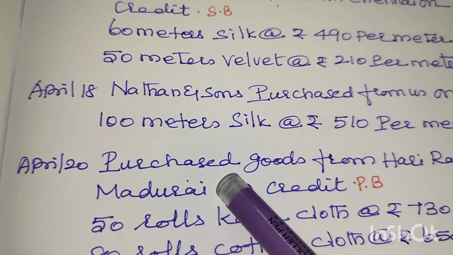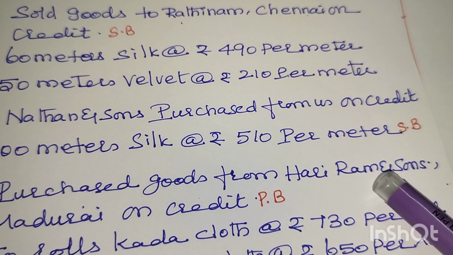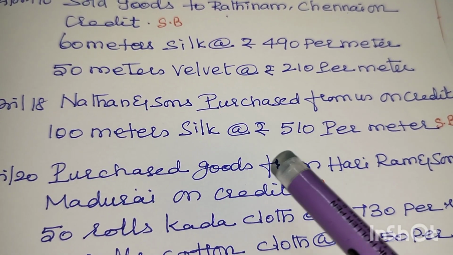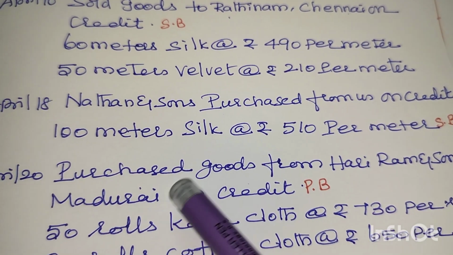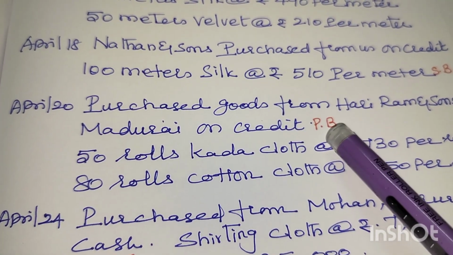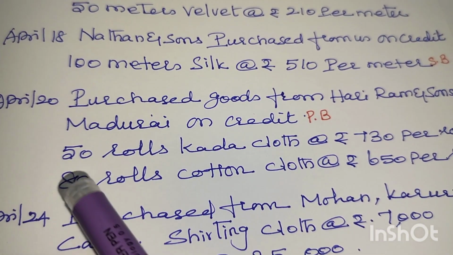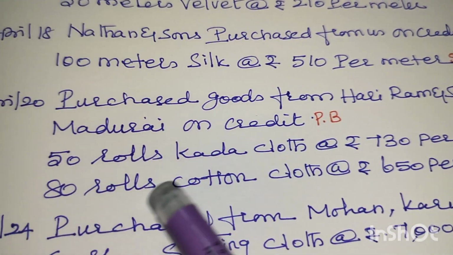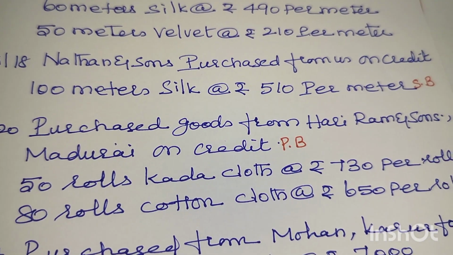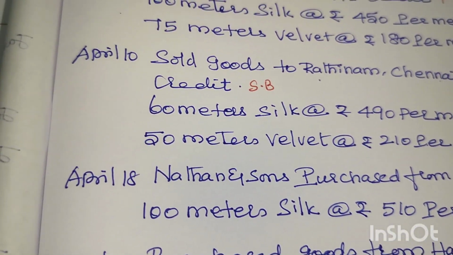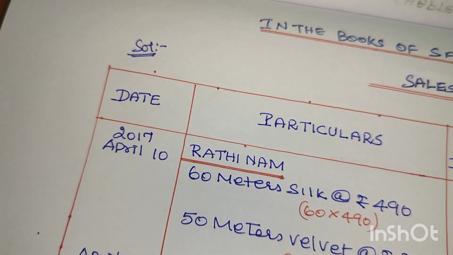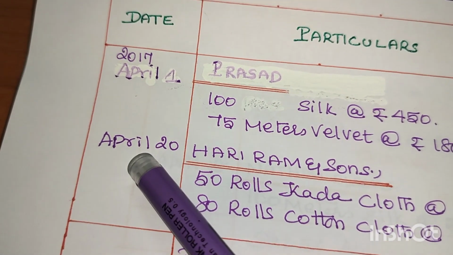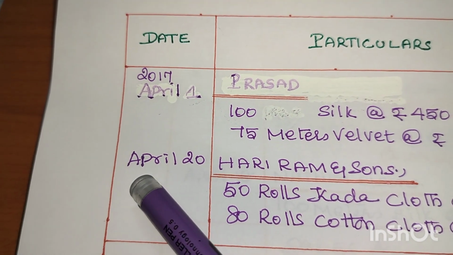Then April 20, purchased goods from Hariram and Sons, Madurai on credit. This transaction tells us purchased goods on credit. This is the credit purchases. So we have to enter this transaction into the purchases book. 50 rolls Khada cloth at rupees 730 per roll and 80 rolls cotton cloth at rupees 650 per roll. So we take the purchases book and enter the date of the credit purchases transaction, that is April 20.